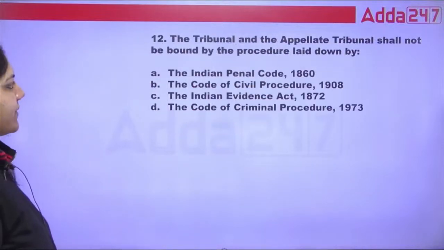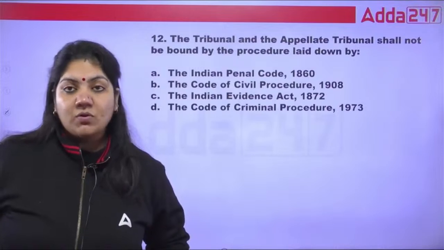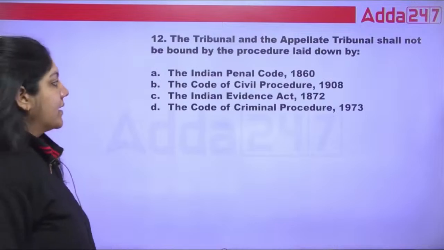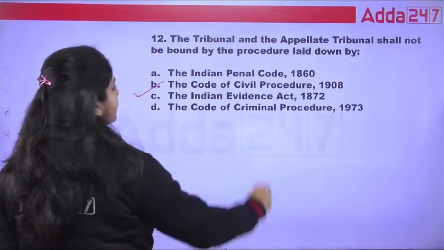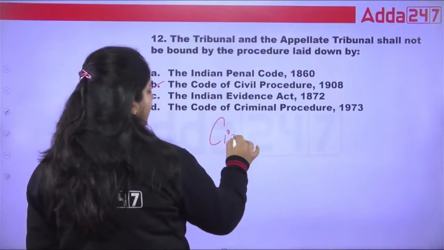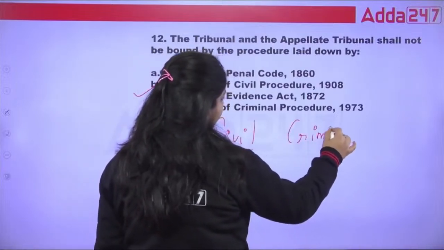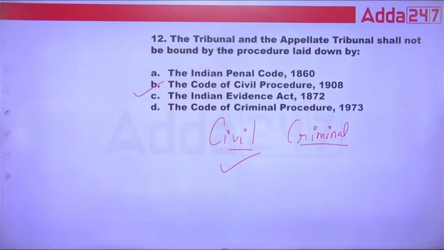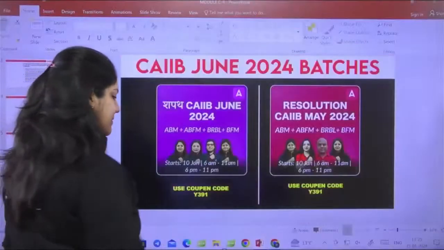Okay, this is one more question. The tribunal and appellant tribunal shall not be bound by the procedure. It means the tribunal and appellant tribunal can make their own rules and procedure. So, they are not bound to follow the Code of Civil Procedure, because we know that there are only two types of case, civil and criminal, right? So all these things come in the civil one. B is the right answer. Okay, so class, that's all for today's class.